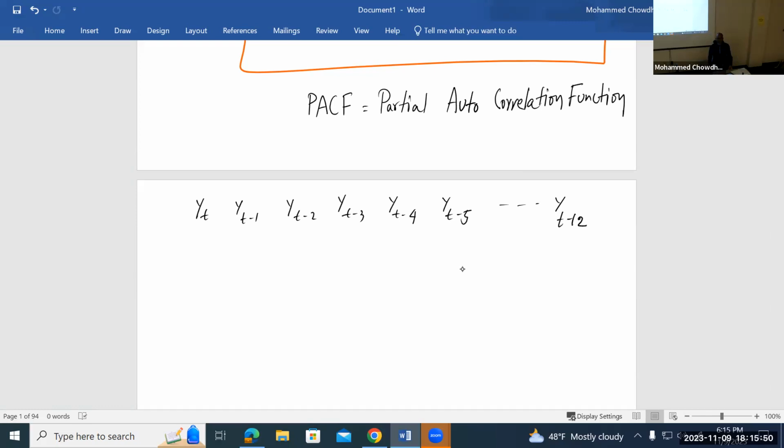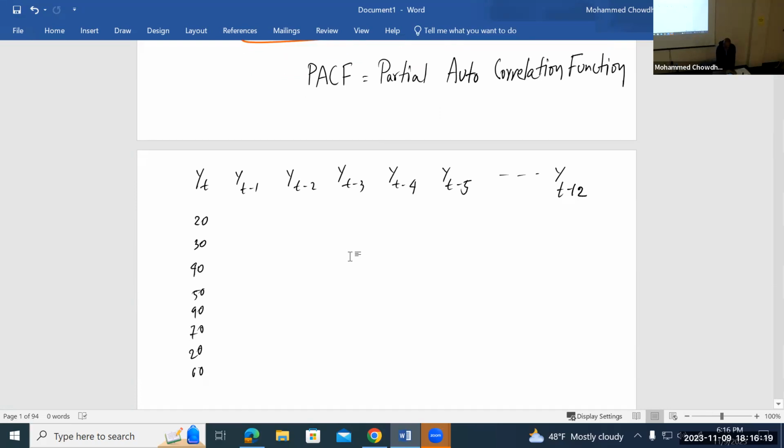So this is the way you have all the data. Suppose you have here 10 data points, suppose 20, 30, 40, 50, 90, 70, and 20, 60, something like this. This is the most updated data, right? So what should I do here? T1 means this is 20, this is 20, this is 40. Then this will come in there, 50, and then 20, 30, 40, 50, 90, 70, 20, like this, and then 60. Clear, right? You are understanding, right?